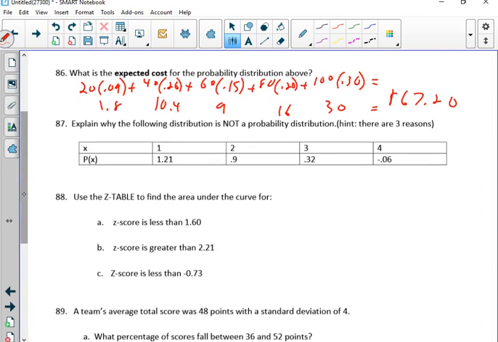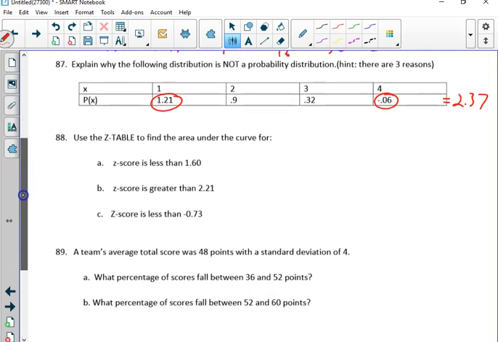Explain why the following distribution is not a probability distribution. Hint, there are 3 reasons. Number 1, it's greater than 1. Number 2, it's less than 1, it's negative. Can't have that. And number 3, it equals 2.37, and it's supposed to add up to 1. So there are your 3 reasons.